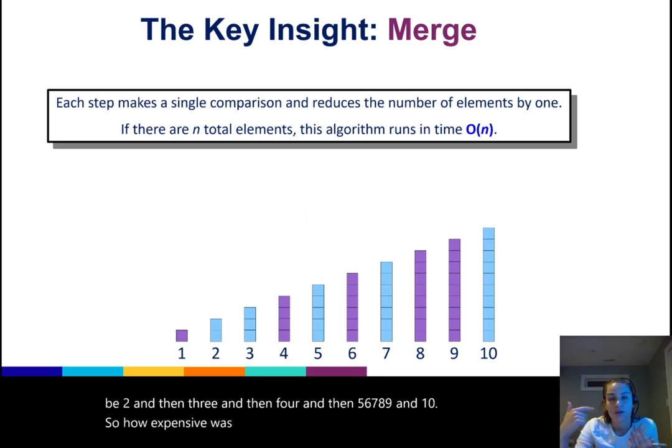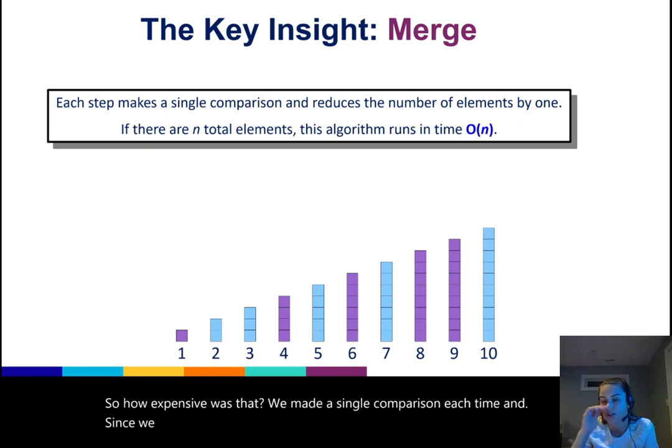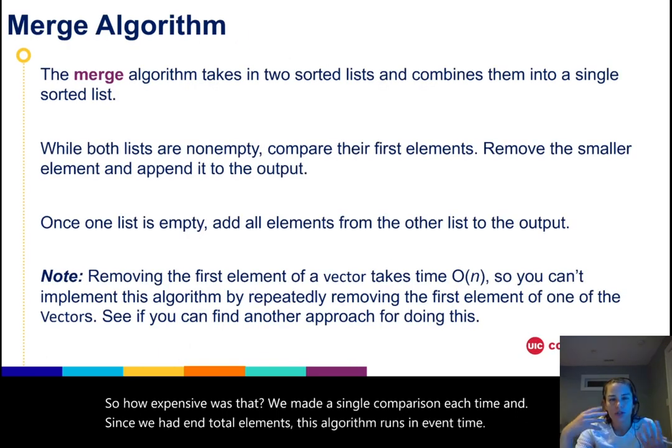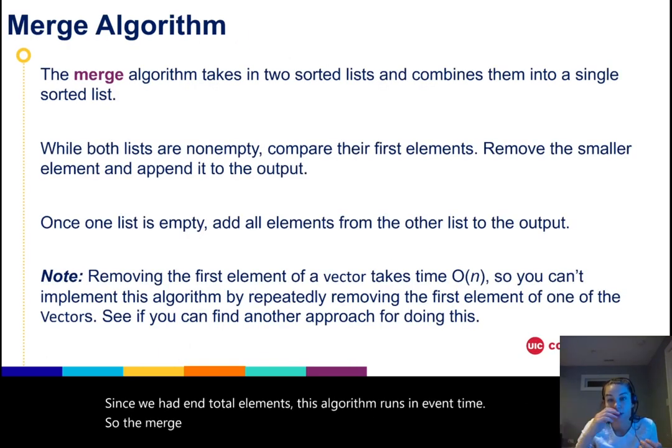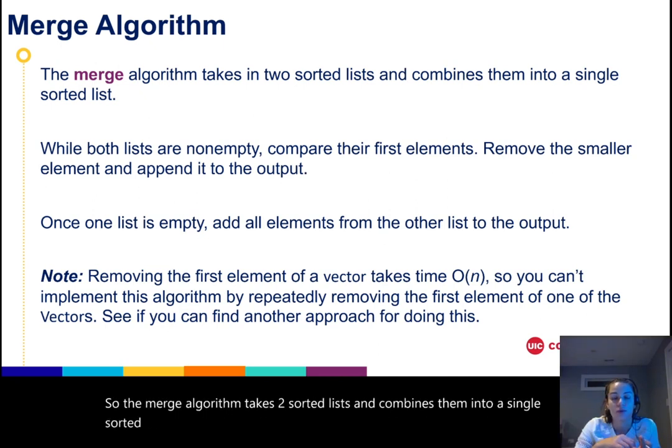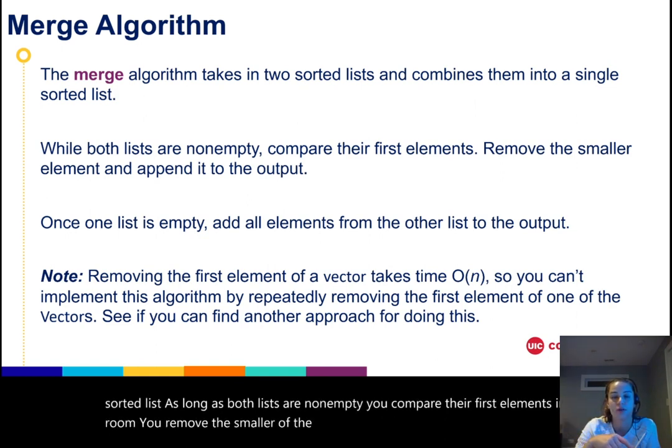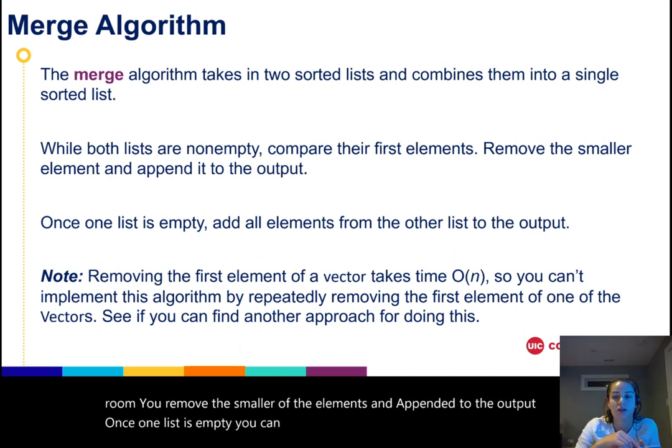We made a single comparison each time, and since we had n total elements, this algorithm runs in O of n time. So the merge algorithm takes 2 sorted lists and combines them into a single sorted list. As long as both lists are non-empty, you compare their first elements and you remove the smaller of the elements and append it to the output. Once one list is empty, you can add all the elements from the other list to the output.